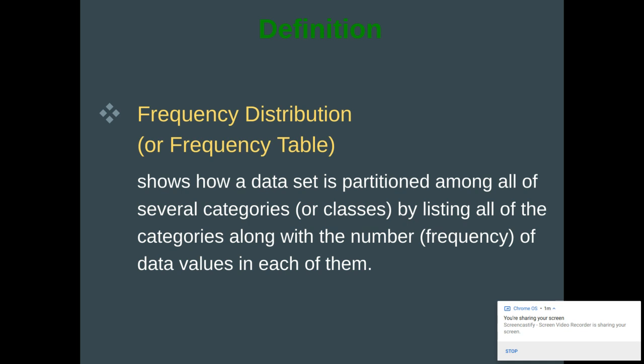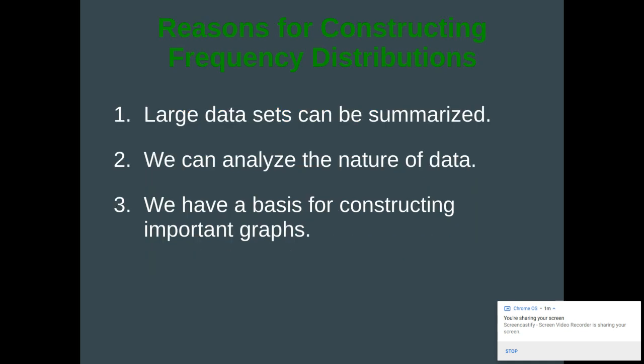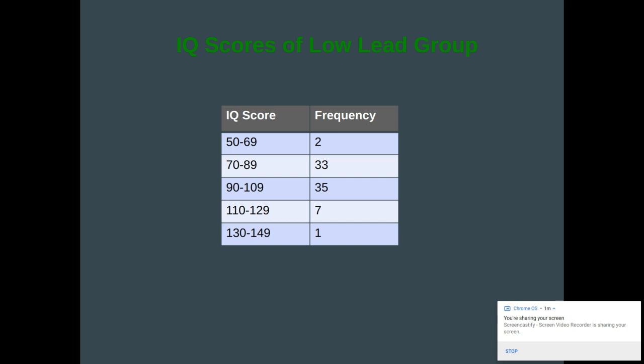So frequency distribution tables are a way that we can represent large sets of data by listing all the categories along with the number, or frequency, of data values in each of them. As I just said, these are used for large sets of data. We can analyze the nature, the shape is typically the word we use, of the data. And from this, we can build further graphs that allow us to see some even more telling features. So instead of giving you basic ideas, we're going to run with this example data set here.